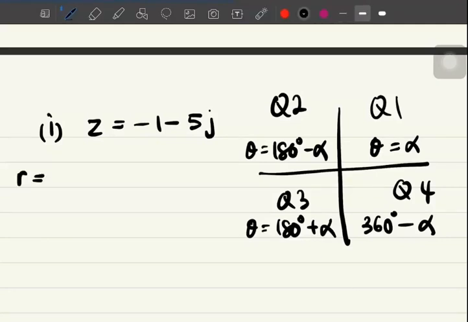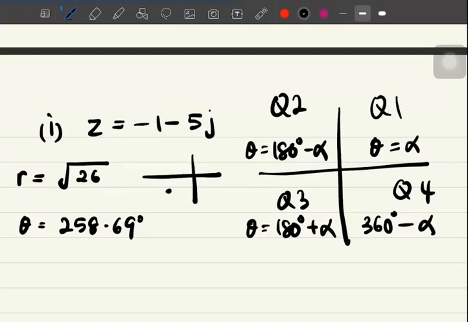R sama dengan square root 26. Okay. So what is your theta? 258.69. Betul. Okay, 258.69. Okay, kalau you tengok ni dia berada dekat kuadran yang ketiga. Betul? Bila you plot ni dia berada dekat kuadran yang ketiga. Okay, tapi sekarang ni theta awak ni dalam degree. So tukarkan dia dalam radian. So darabkan dengan pi over 180.